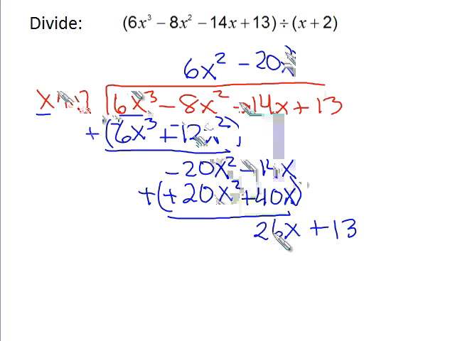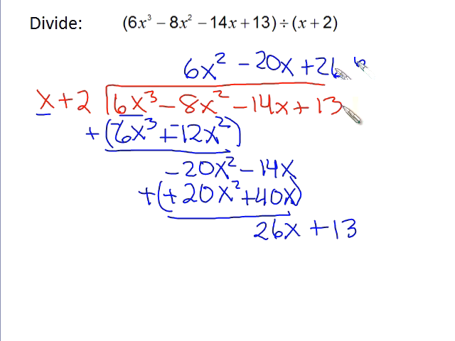So x times what would give me exactly 26x? It would be a positive 26. Once again, noticing that this column has no x's, or x to the 0 power. So 26 times x is 26x, and 26 times 2 is a positive 52.